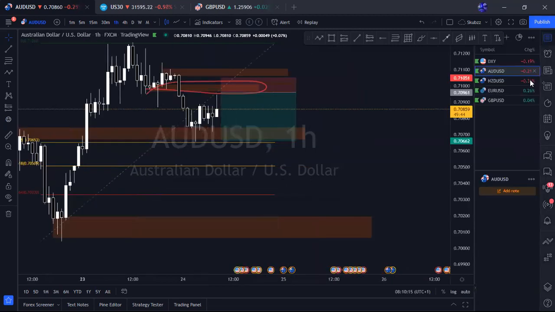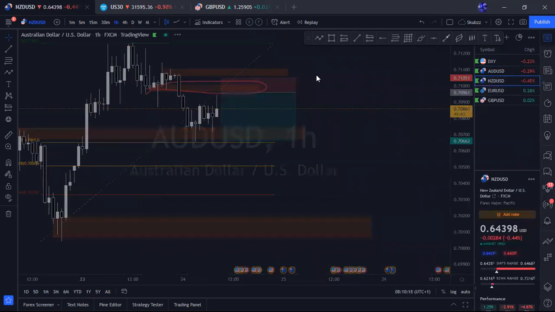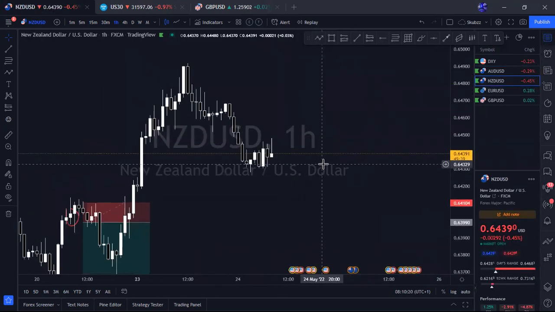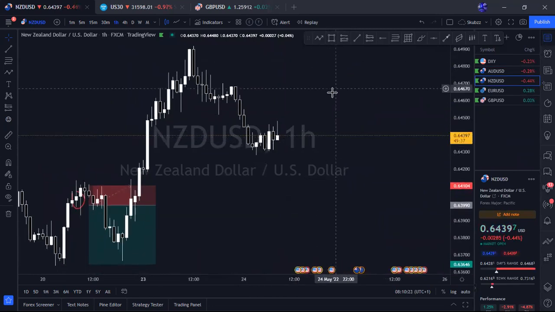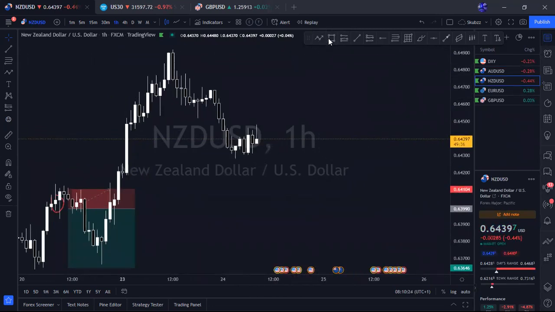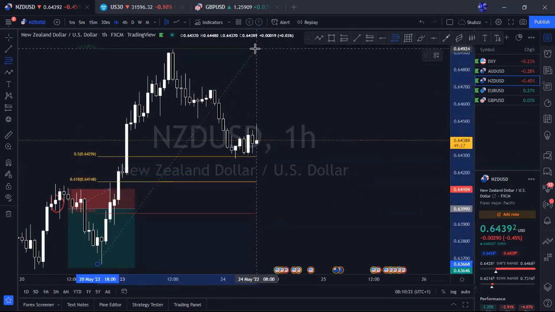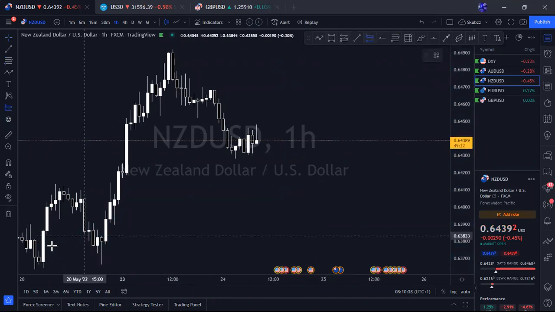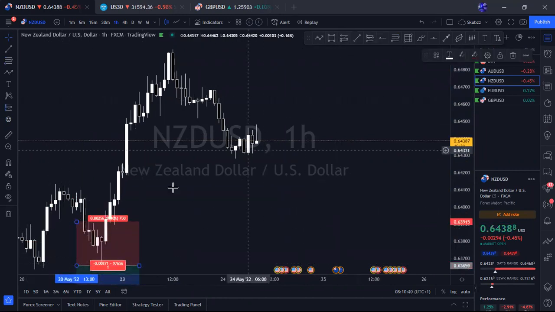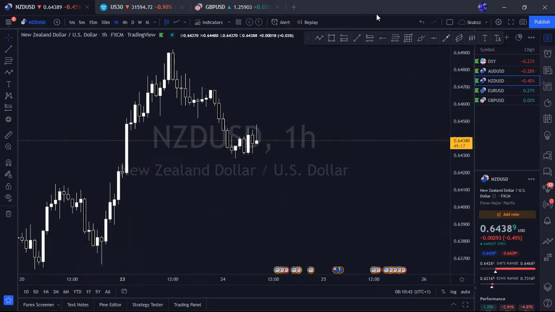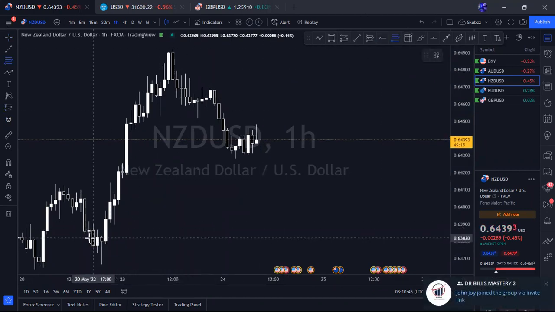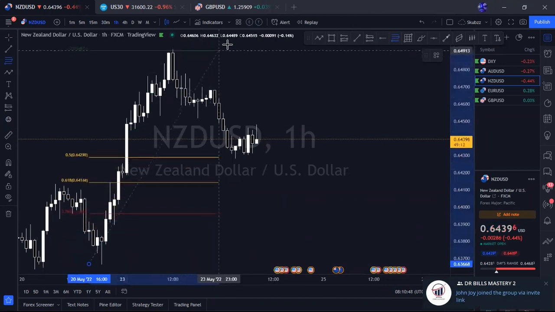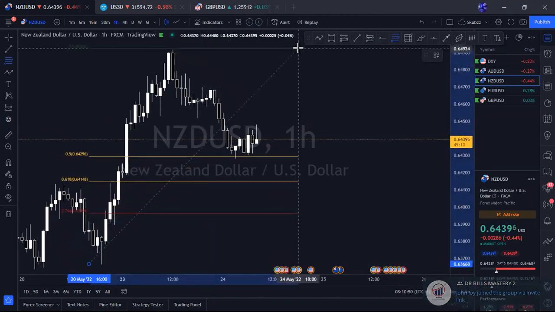So now let's go to NZD/USD. It might be doing almost the same thing. NZD is almost the same thing. Let's see. NZD has so much more wicks. Let's see. So NZD just tapped into the 50.